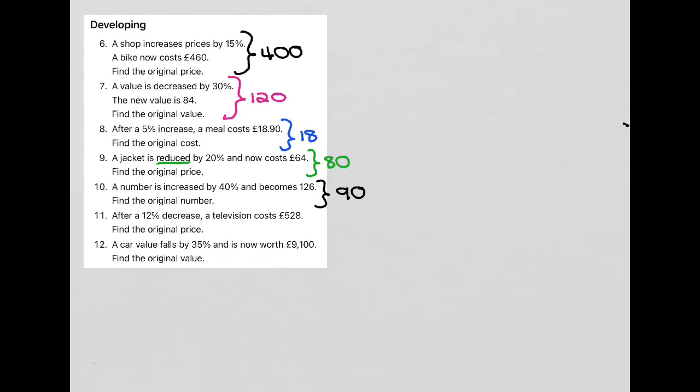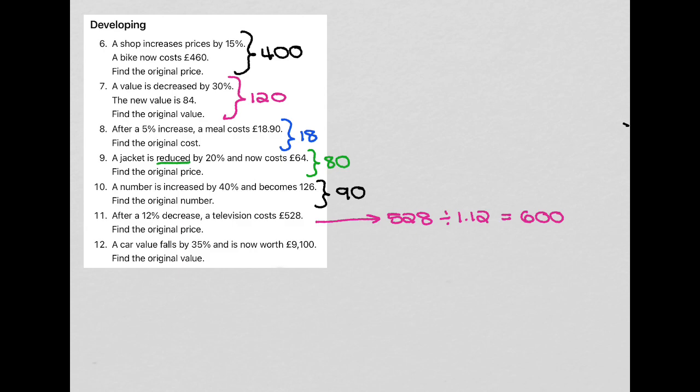Okay, we're nearly there for the developing questions. Question 11. After a 12% increase, a television costs £528. Find the original price. So we're going to say, for this question, 528 divided by, if it's a 12% increase, it is 1.12. What do I get? I get an answer of £600. So it's now £600.